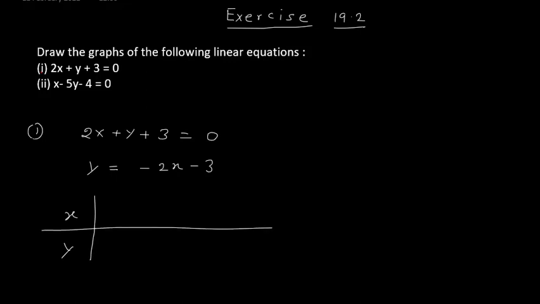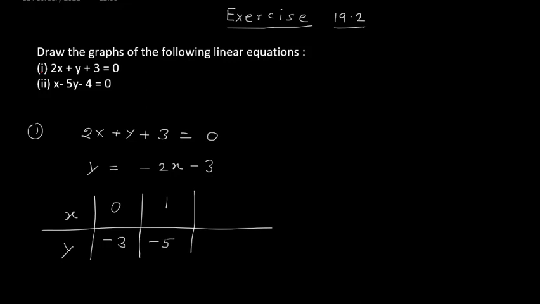So here if I take x is equals to 0, now in this equation y is equals to minus 2x minus 3. As you take x is equals to 0, this whole term will become 0 and only minus 3 is remaining. So your y will become minus 3. So when x is 0, y is minus 3. Second, if I take x as 1, this will become minus 2 minus 3, which is minus 5.